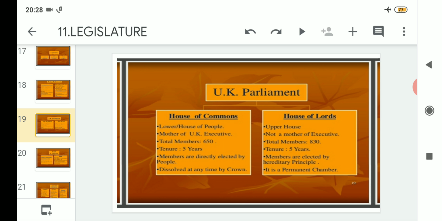Here the members are also elected by the indirect process, and that is done by the hereditary principle. And last but not the least, this House of Lords, which is also the upper house of the United Kingdom's Parliament, is known as the permanent chamber, and the reason for calling it a permanent chamber is due to the fact that the members, 813 in number, who are elected indirectly, are elected for a fixed term of 5 years. They cannot be dissolved by anybody, including the Crown itself.